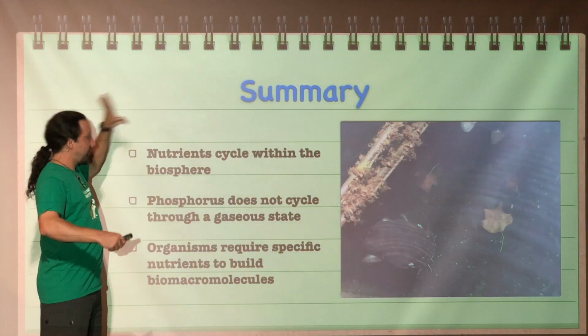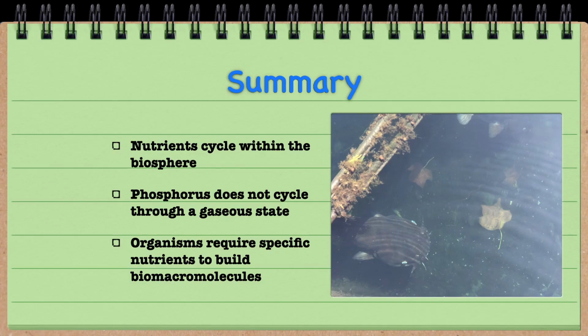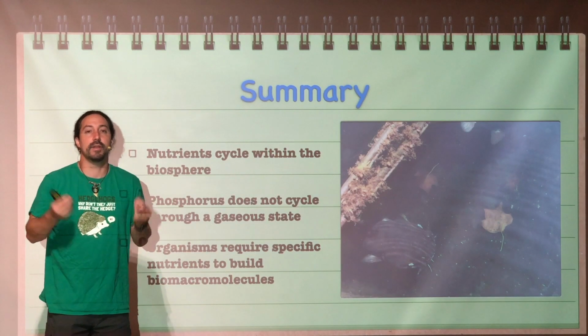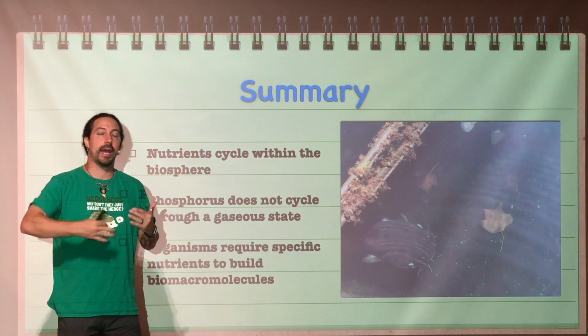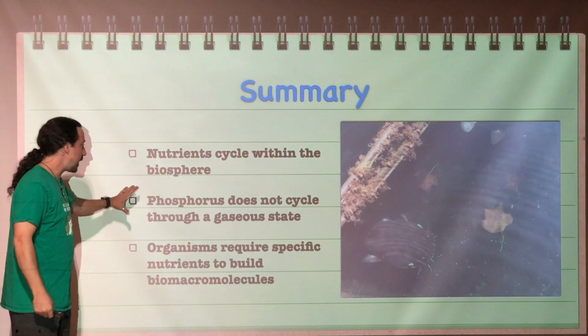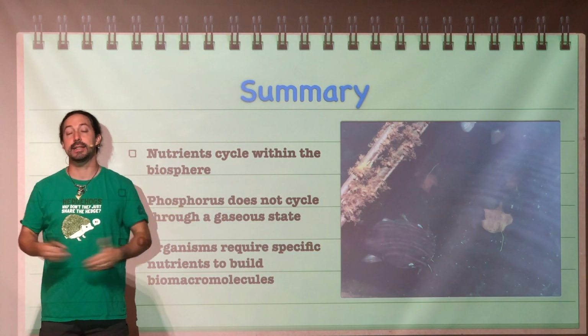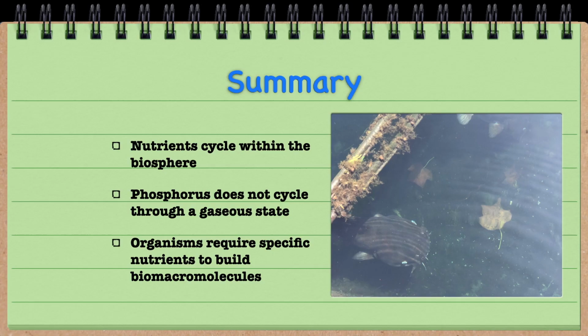So in summary, we have these cycles. All of these nutrients cycle through the biosphere. They are going to have different phases of their existence, and that existence goes on and on and on in a cycle. Phosphorus is the only one that did not have an atmospheric state. It did not have a gaseous state at all, and that's why it was a really slow cycle.